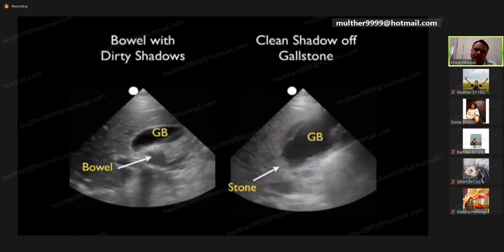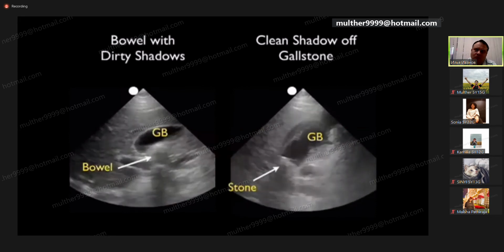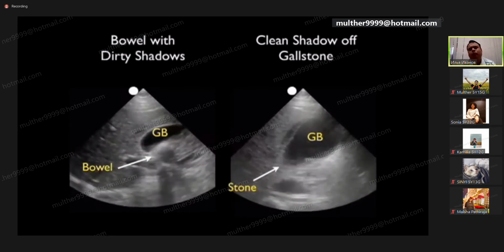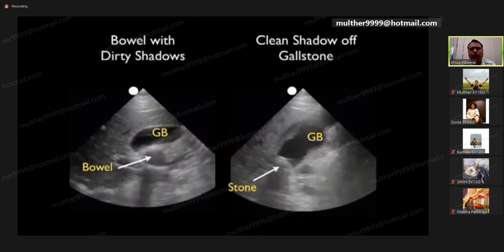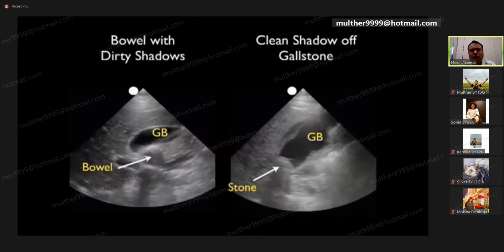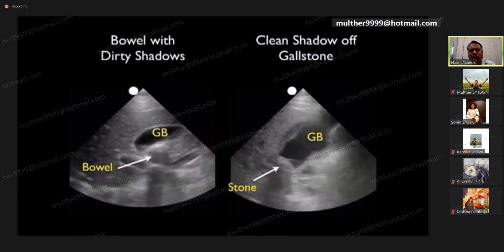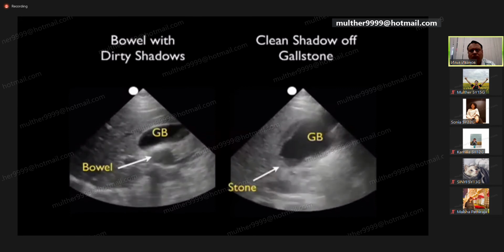Let's take a look at the video clip to the right, and what we see here is an impacted gallstone at the neck of the gallbladder. Notice that it has a hyperechoic appearance that shadows, and that the gallstone is clearly within the lumen of the gallbladder. And we see the shadow that comes off the back is a clean shadow, completely dark, without those light areas that characterize air shadows.